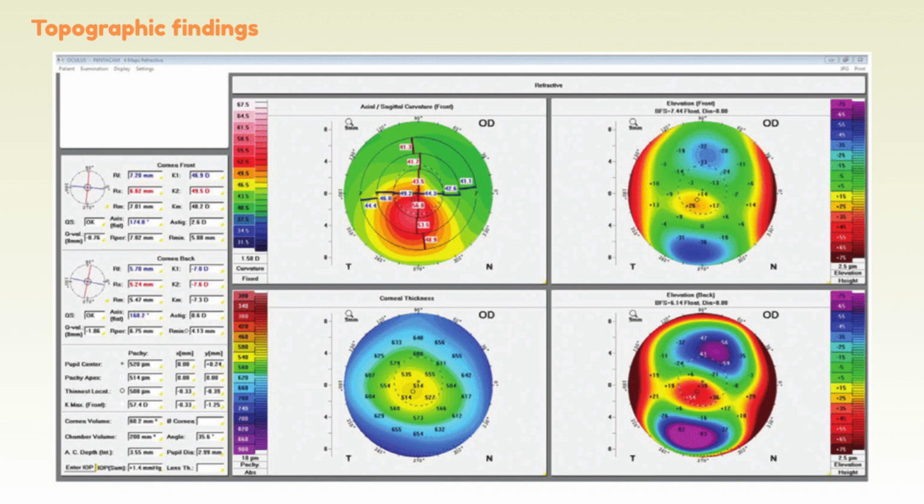The topographic findings in keratoconus patients are increased overall steepening more than 47.2 diopters, and here in our patient it's 57.4 diopters. The axial map shows the inferior steepening, which is represented by warm colors, while the superior flattening is represented by a cool color.